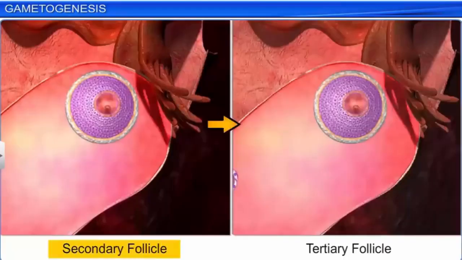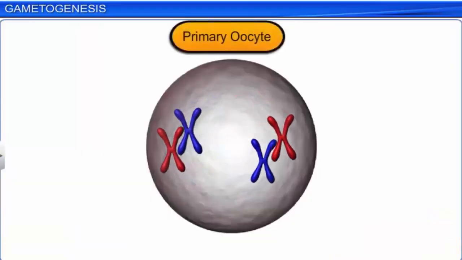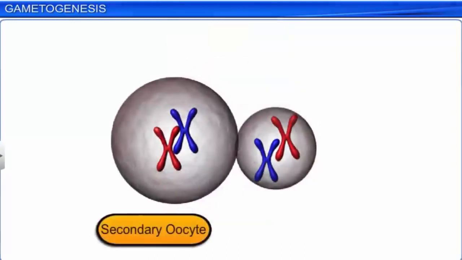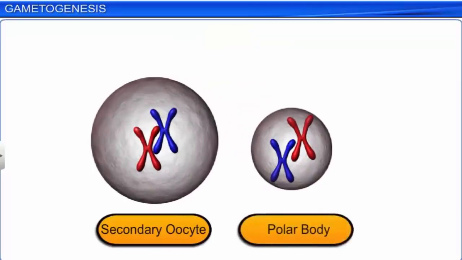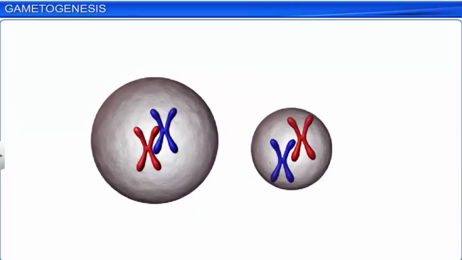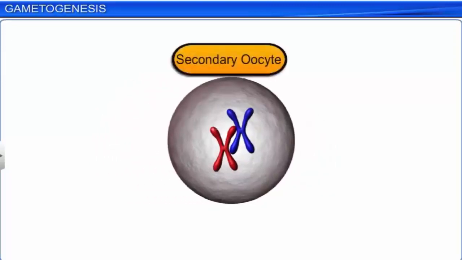As the secondary follicle transforms itself into a tertiary follicle, the primary oocyte within the follicle completes meiotic division, which is unequal and yields a large haploid secondary oocyte and a tiny first polar body. The polar body is believed to degenerate, leaving the tertiary follicle with only the secondary oocyte or ovum.